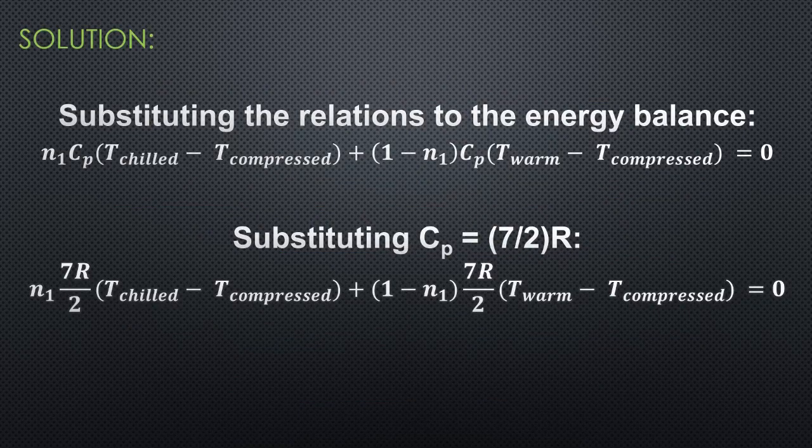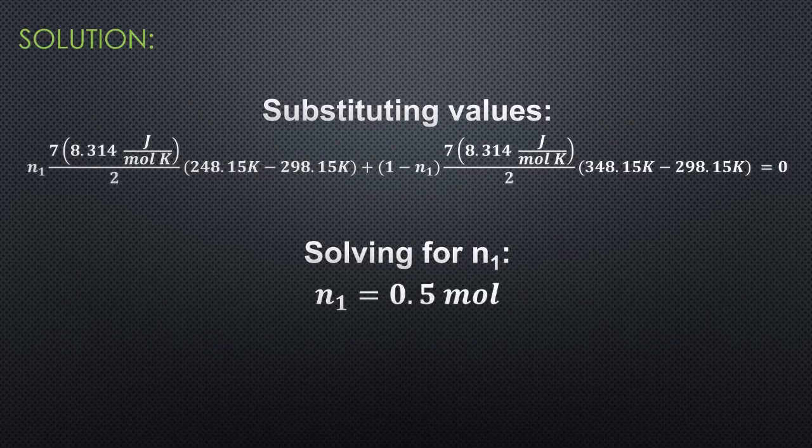Substituting the previous relations to the energy balance and substituting Cp equals 7 halves R, we get the following equation. Substituting the values, we have R is equal to 8.314 joules per mole Kelvin. Temperature of the chilled air is 248.15 Kelvin. The temperature of the compressed air is 298.15 Kelvin. And the temperature of the warm air is 348.15 Kelvin. Afterwards, we solve for N1, which turns out to be 0.5 mole.